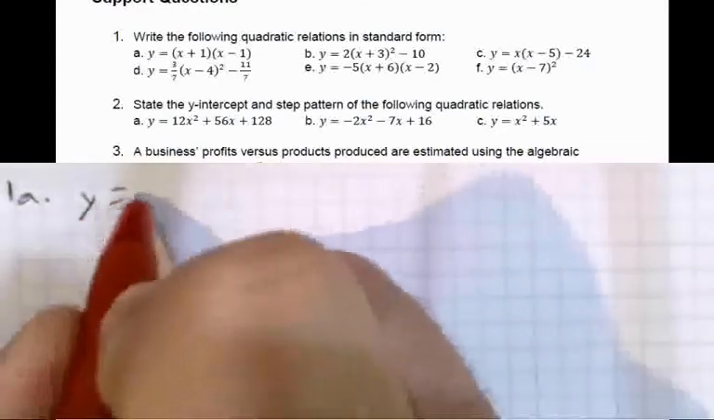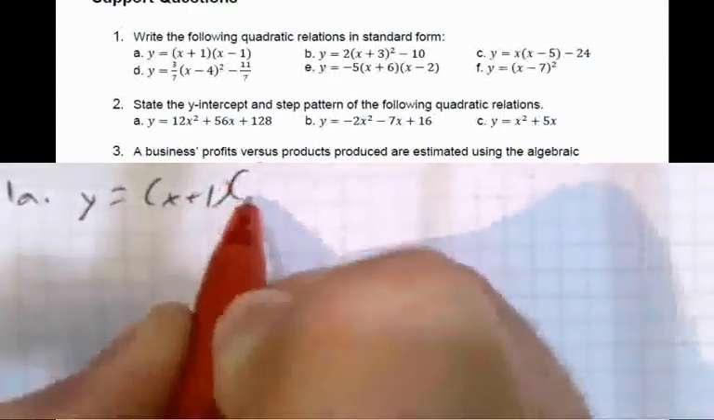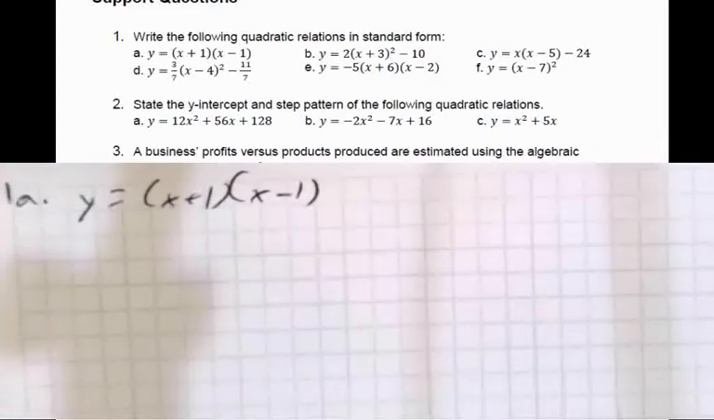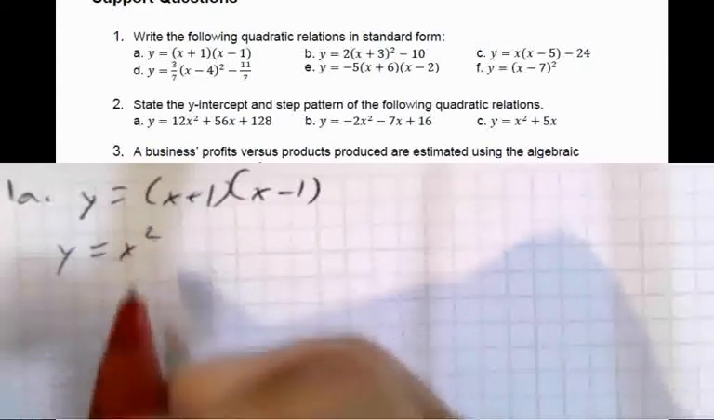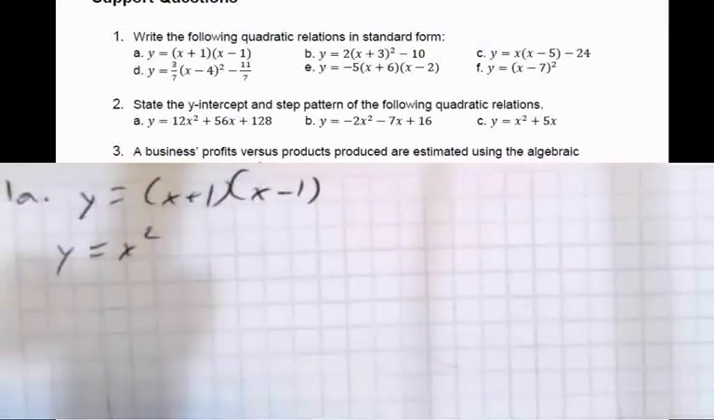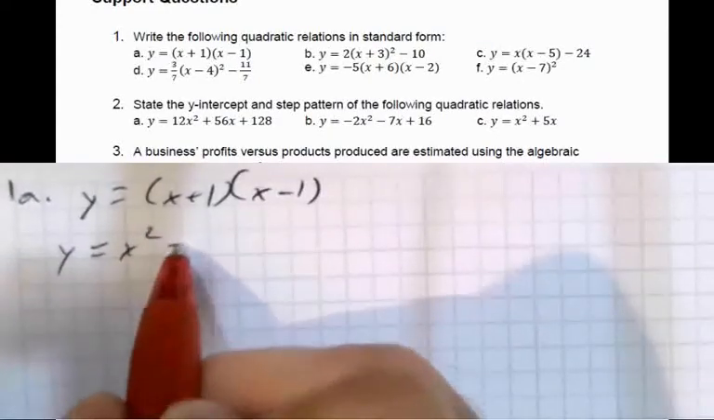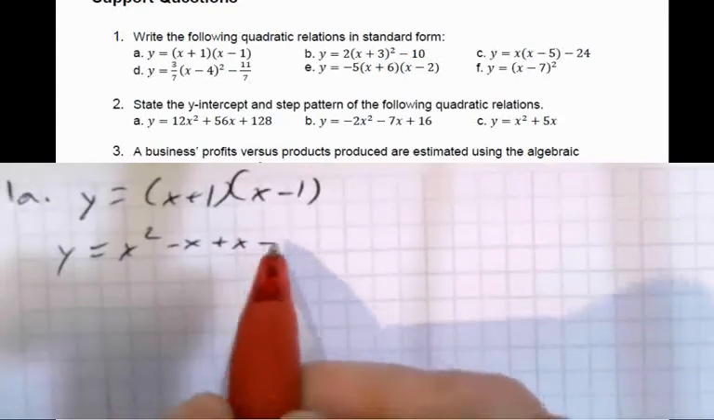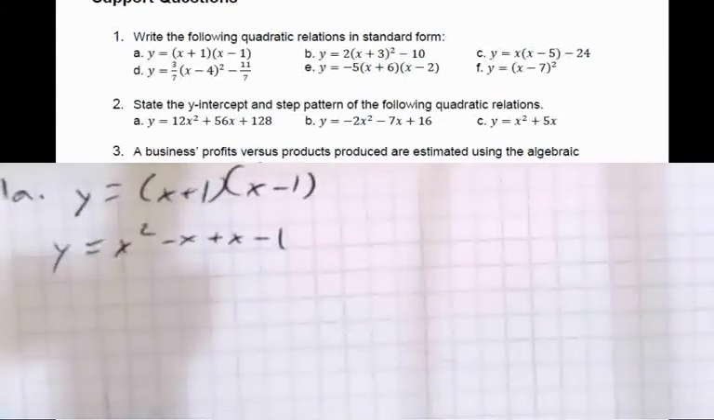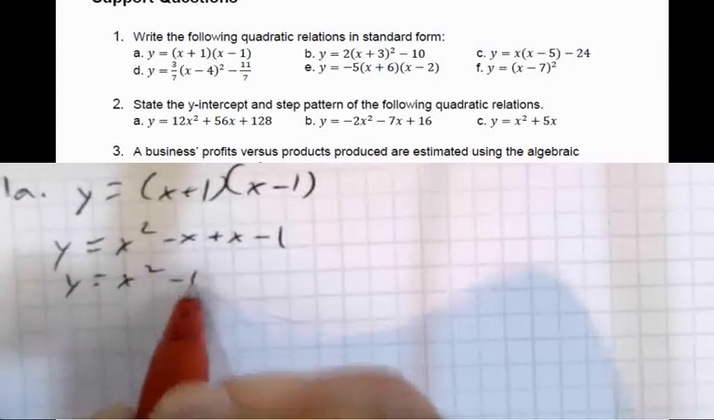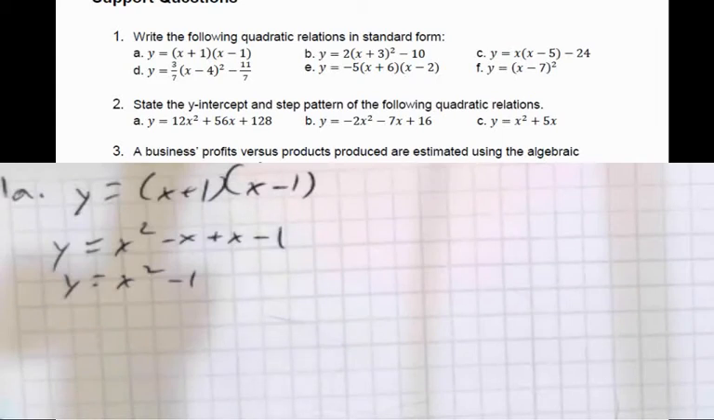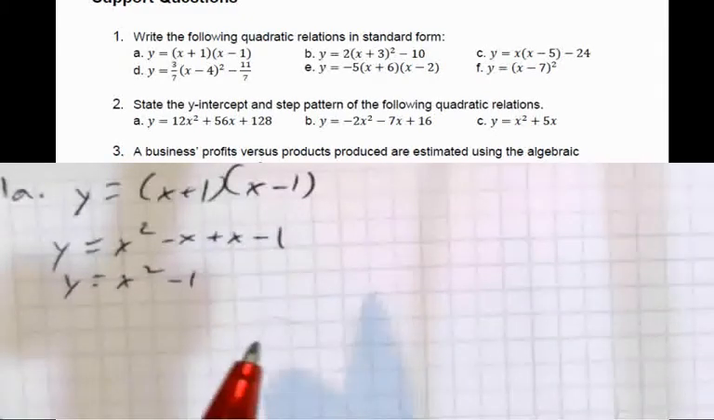So we have x plus 1, x minus 1. What we're going to be doing here is multiplying these two binomials and then expanding, or rather, simplifying. So we have x squared minus x plus x, and then we have minus 1. So this then simplifies to x squared minus 1. That's what we have in standard form. Now, you'll notice that there is no b term. That implies that b equals 0 in this case.